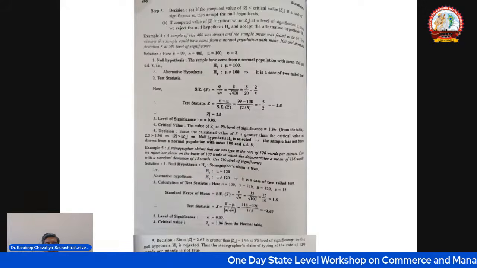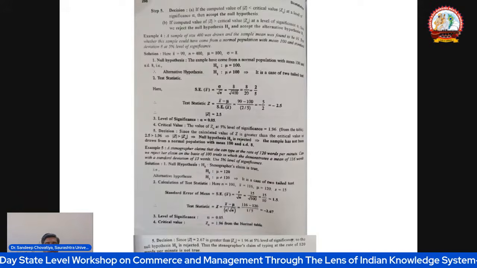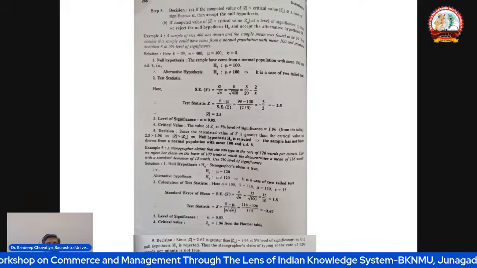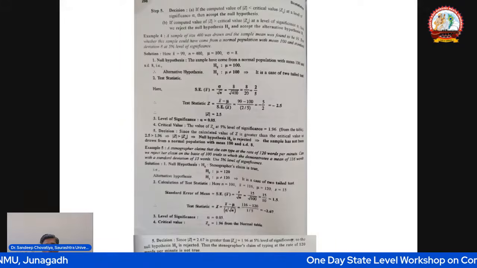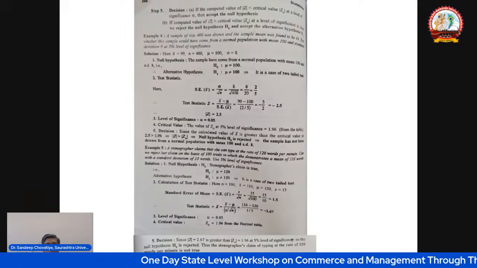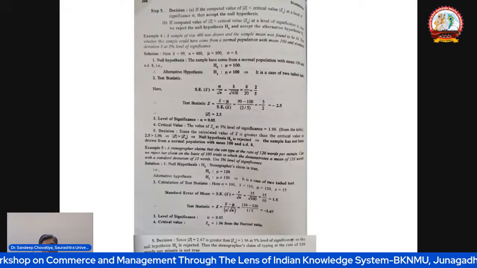When we see another example, students, a stenographer claims that she can type at the rate of 120 words per minute. Can we reject her claim on the basis of 100 trials in which she demonstrated a mean of 116 words with the standard deviation of 15 words? Here we use the 5% level of significance.